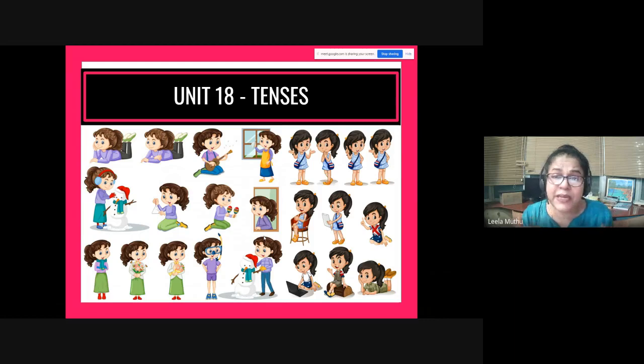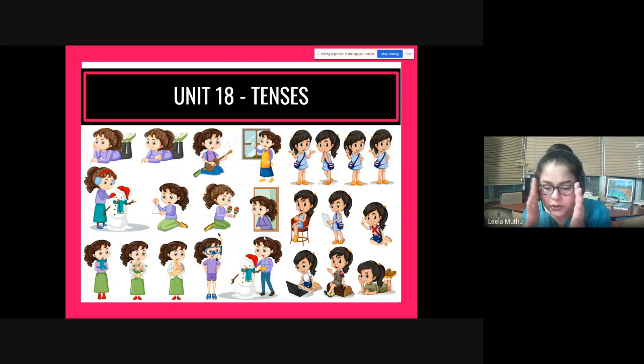Okay, there are so many actions that are being performed. She's making a snowman, but did she make it last December, or is she making it now when it's really cold? We don't know. So the only way we find out when an action happened is when we talk about it. By the tenses, we know when the action happened. Not the exact time, but we'll know whether it was in the past, whether it's in the present, or whether it's going to happen in the future.